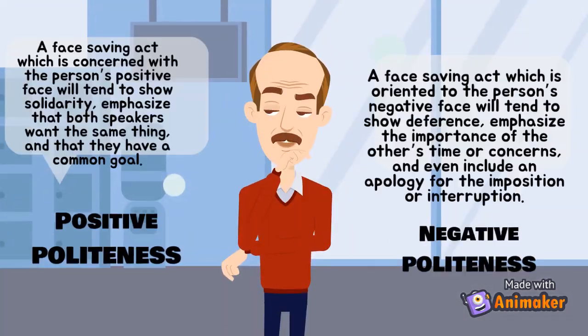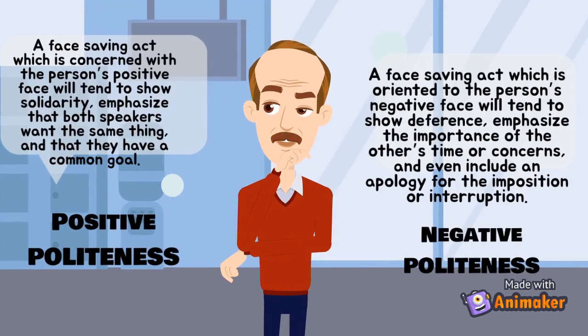So, a face-saving act which is concerned with the person's positive face will tend to show solidarity, emphasize that both speakers want the same thing, and that they have a common goal. This is also called positive politeness. A face-saving act which is oriented to the person's negative face will tend to show deference, emphasize the importance of the other's time or concerns, and even include an apology for the imposition or interruption. This is also called negative politeness.